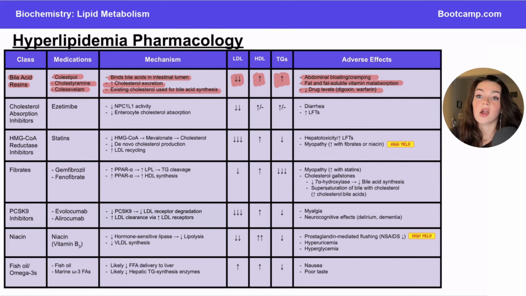In fact, studies have even shown that you can use bile acid sequestrants to treat toxicity from things like digoxin. All right, moving on to our next class, we have the cholesterol absorption inhibitors. And the big one here to remember by name is ezetimibe.